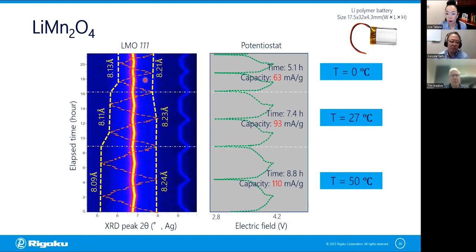So here's a temperature controlled pouch cell holder. You can measure this kind of lattice parameter change, meaning the crystal structure changes, depending on both the potentiostat, like charging and discharging, and temperatures simultaneously. Of course, the measurement takes longer because you need to change the temperatures, but you get more information out of the measurement.